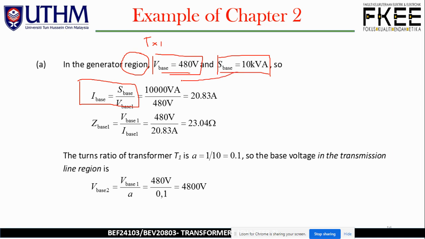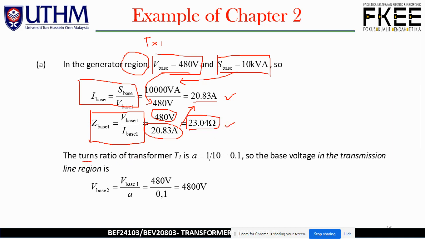So I base again equals S base over V base 1. Substitute the value of S base, which is 10,000 VA or 10 kVA, as well as the V base. The resulting I base is 20.83 ampere. Then the second quantity, calculate Z base 1, which equals V base 1 over I base 1. So Z base 1 is 480 over the I base 1 value we just calculated above, yielding Z base 1 equal to 23.04 ohms.